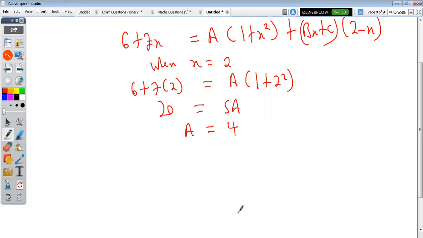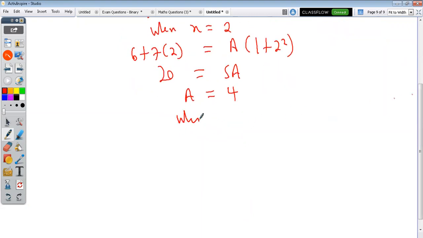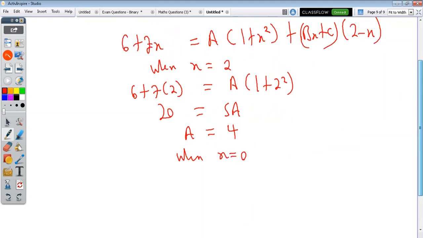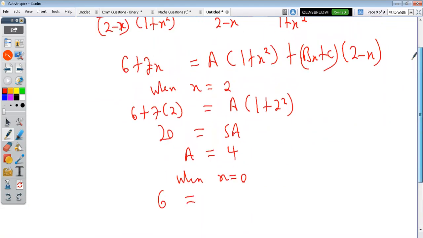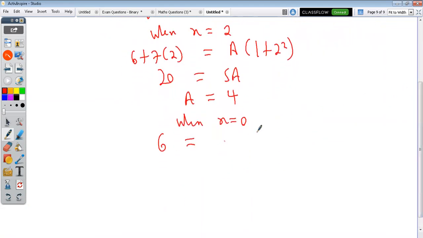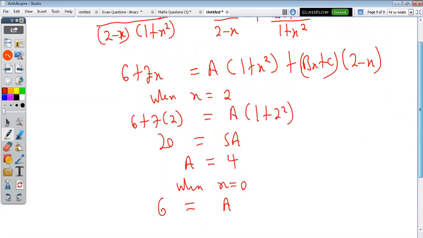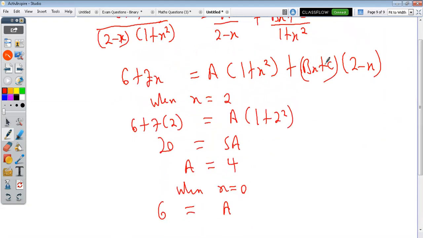Then we've got a bx here. So we can say when x is equal to 0, so that we eliminate the b. So when x is 0, what happens when this is 0? This is 6 is equal to, now 0, it becomes a times 1, which is simply a on this part here. This is 0 here, so it's simply plus c brackets.